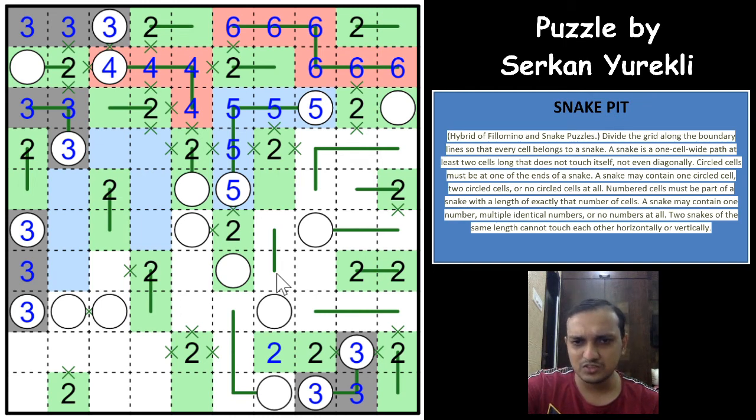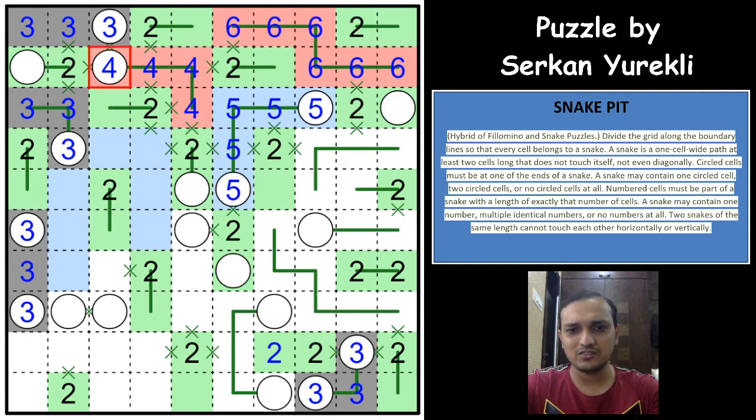So this snake will either have to be greater than 2, it can be 3, 4, 5, anything. So if it goes down, it becomes a 3-cell snake, and this touches a 3-cell snake. So this has to go this way and come down, right? So this becomes a 6-cell snake, and this snake would have to connect to this. So this becomes a 5-cell snake. Superb.